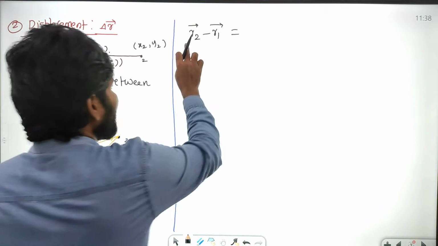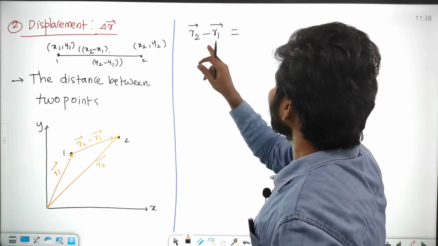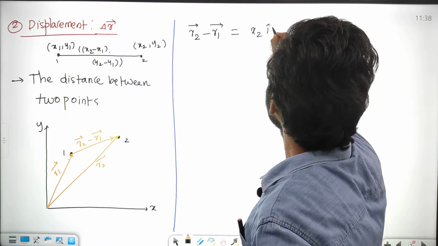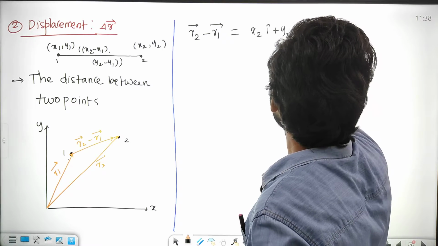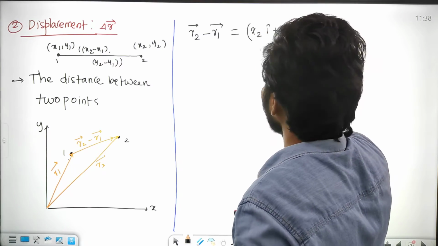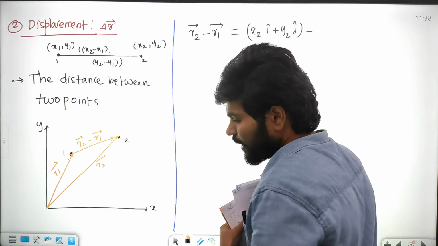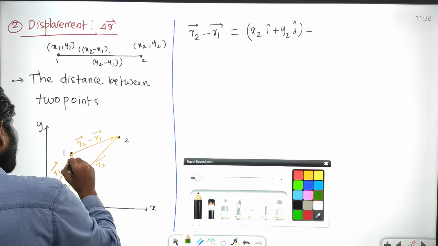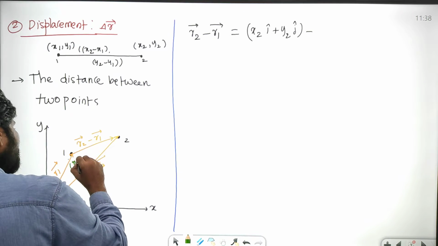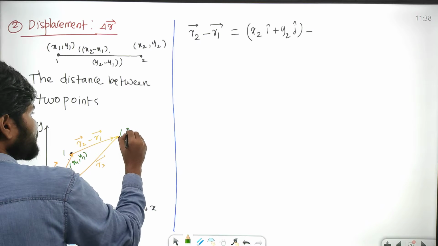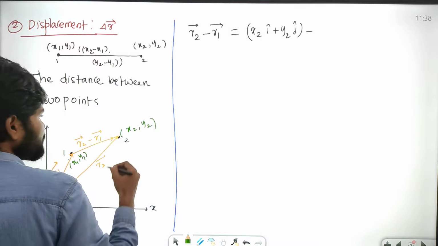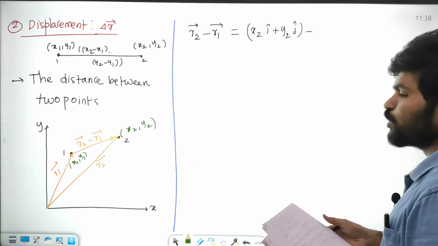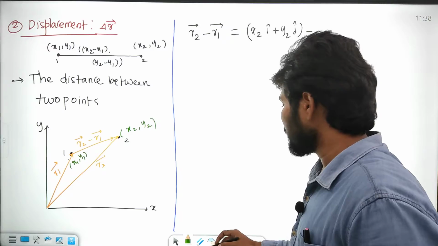Hope you understand. Right? What is r2? I can write r2 like this: x2 i cap plus y2 j cap, right? Minus like this. So if I take this point as x1, y1 and this point as x2, y2, this is a representation of the point. You can learn it in geometrical representation in mathematics. Okay?